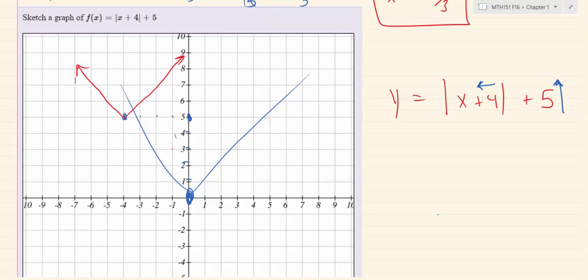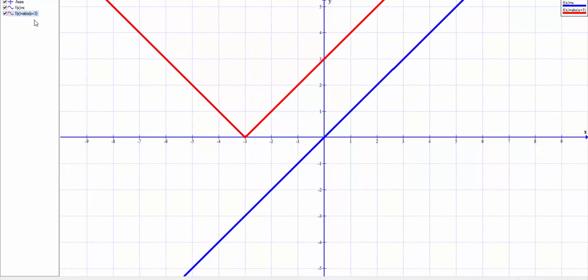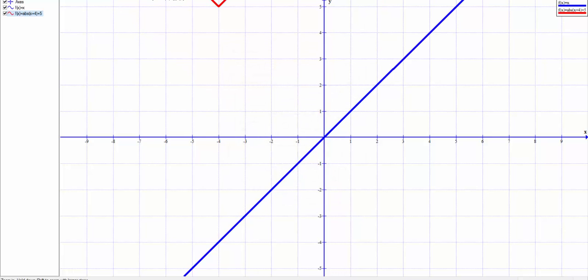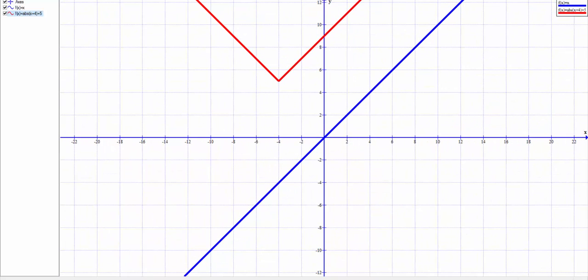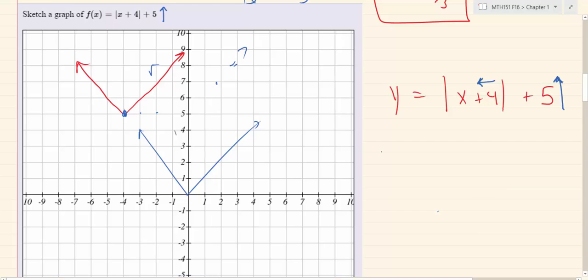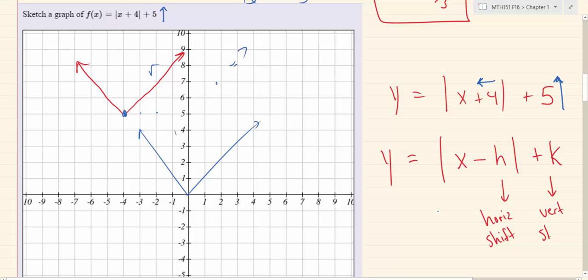How do we know we're even right? I don't know. Let's go back to the graph. Maybe I'm totally wrong. So we'll say the absolute value of x plus 4 and then plus 5, right? And if we've done this right, I think I can zoom out a little bit. How's that? Does that look like that? So here's the generic format of this: y equals the absolute value of x minus h, plus k, where h is your horizontal shift and k is your vertical shift.